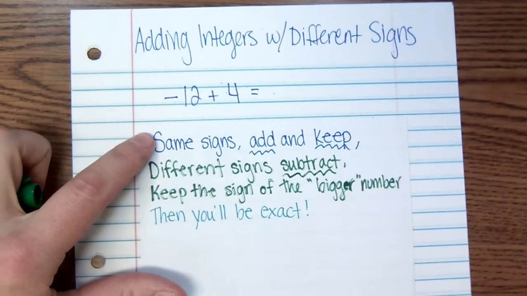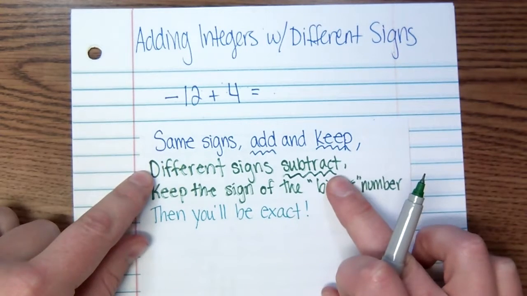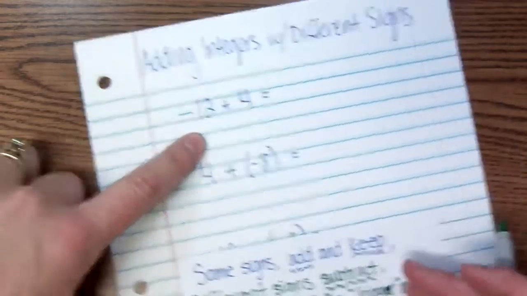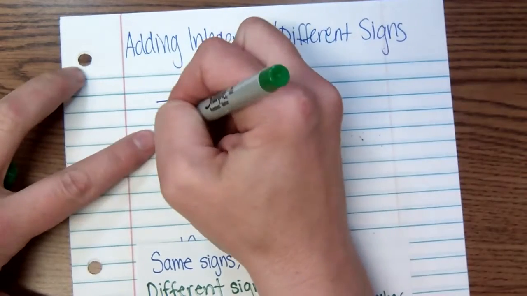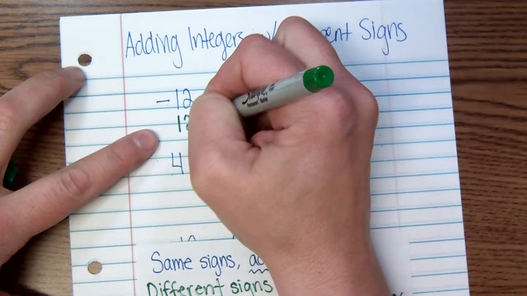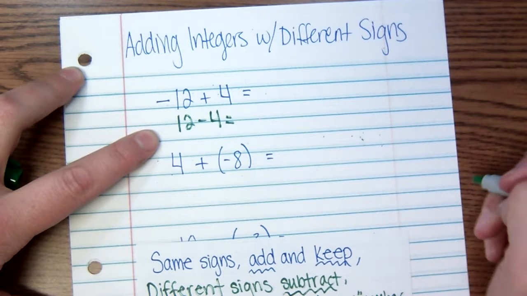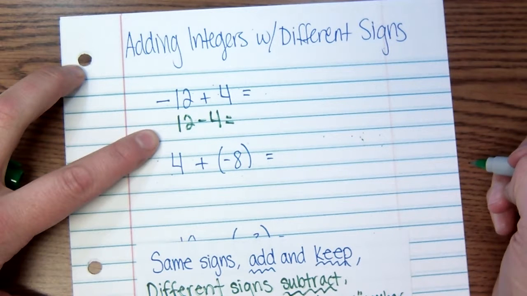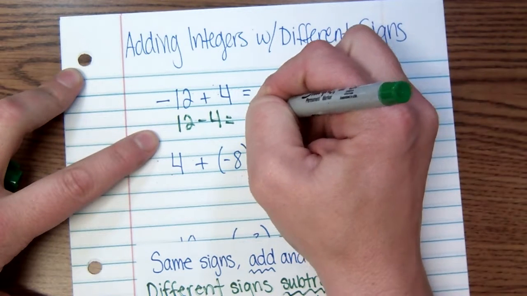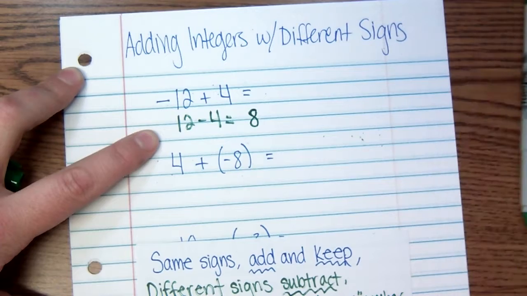Same signs add and keep. Nope. Different signs subtract. So we're going to subtract these numbers. I'm always going to use the larger number first because I'm going to attach a sign to this number at the end once I find the difference. So 12 minus 4 is 8. And then I'm going to keep the sign of the larger number.